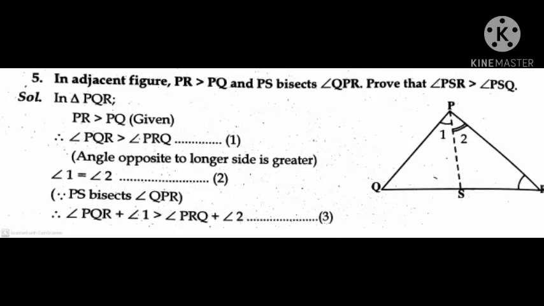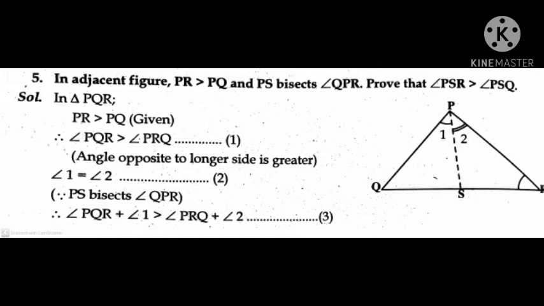Observe the picture. PR is opposite to angle PQR and PQ is opposite to angle PRQ. So angle PQR is greater than angle PRQ. It is equation 1, since the angle opposite to the longer side is greater. And angle 1 equals angle 2, since PS bisects angle QPR. It is equation 2.